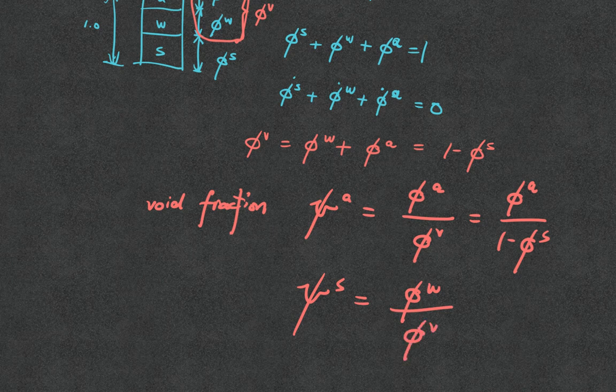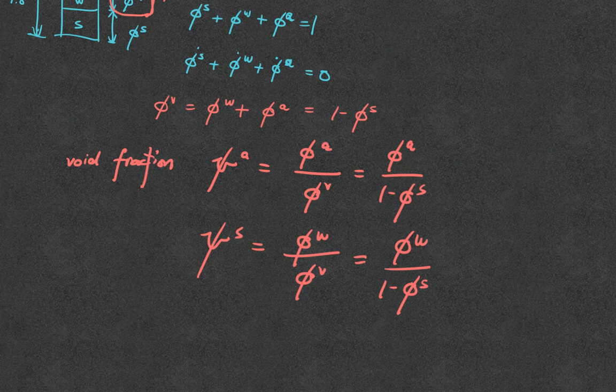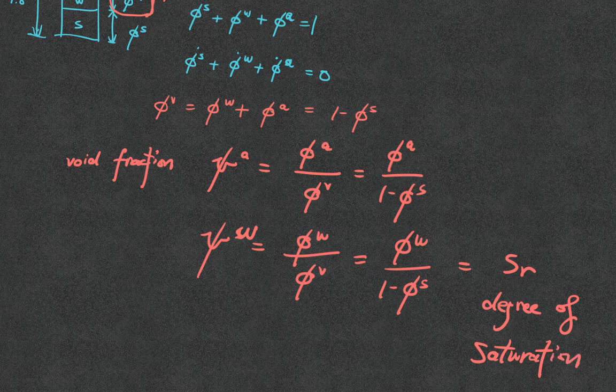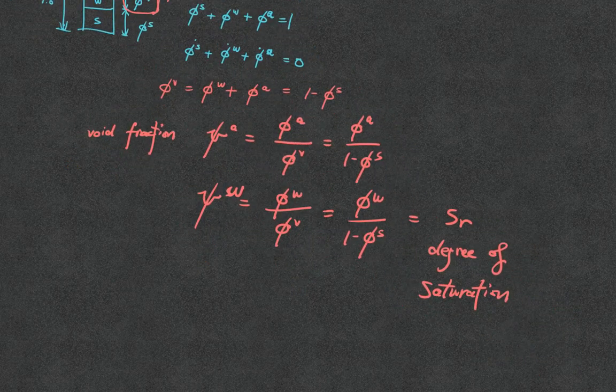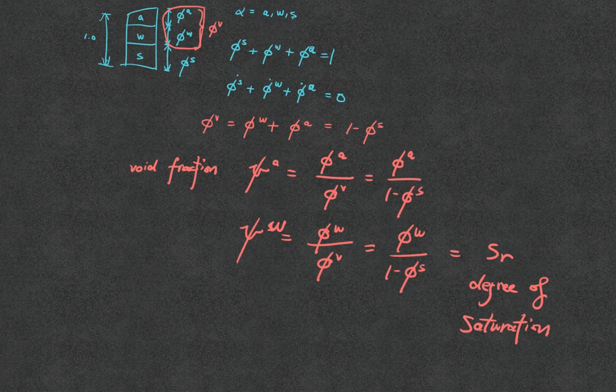And then we can write it both in terms of the water and the air. The one corresponding to the water is called the degree of saturation, the same terminology you will find from an undergraduate soil mechanics course. This is the degree of saturation, also denoted as S_r. So let's look at that phase diagram.